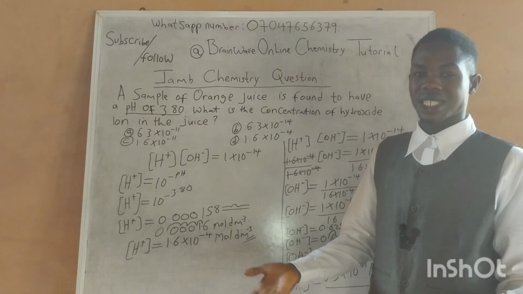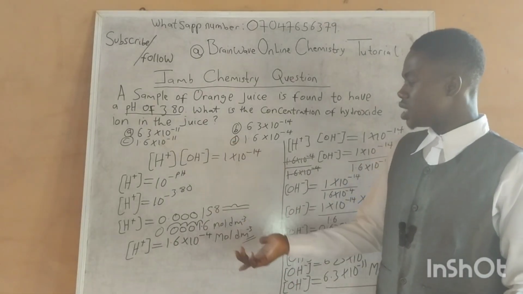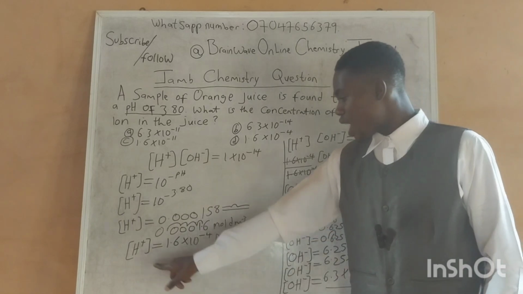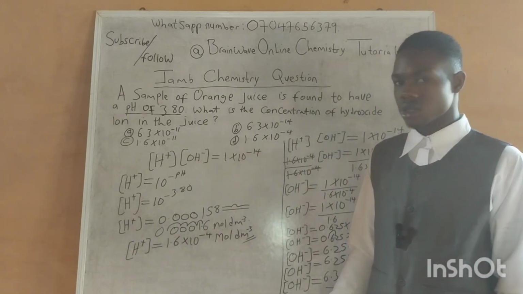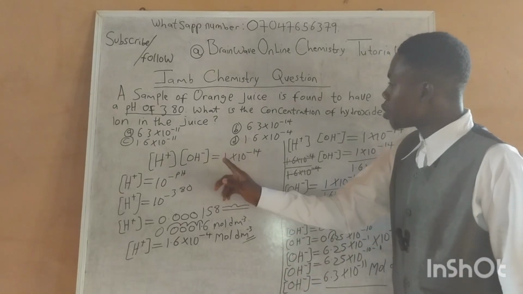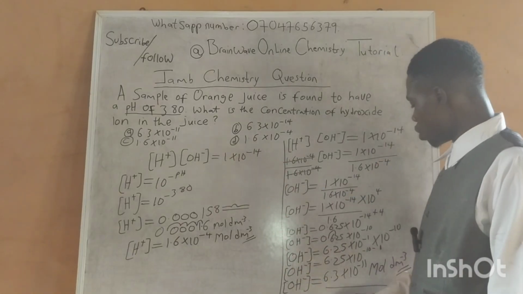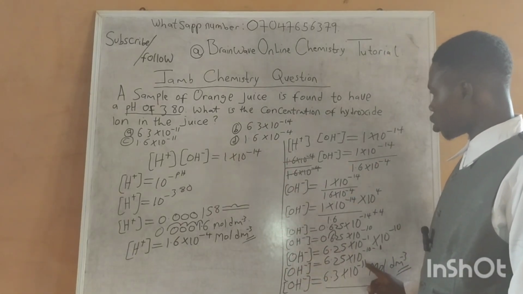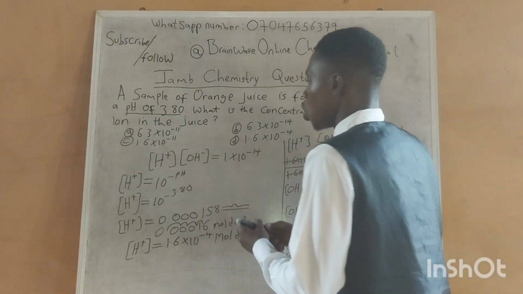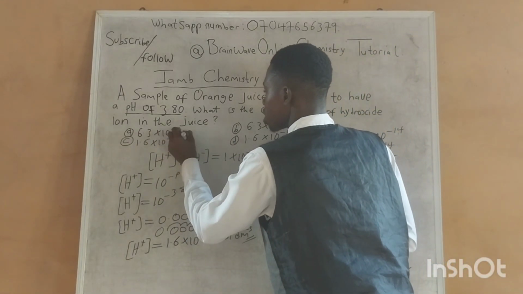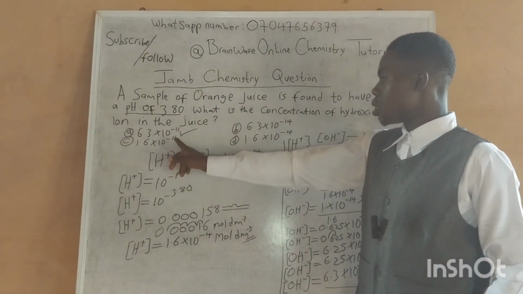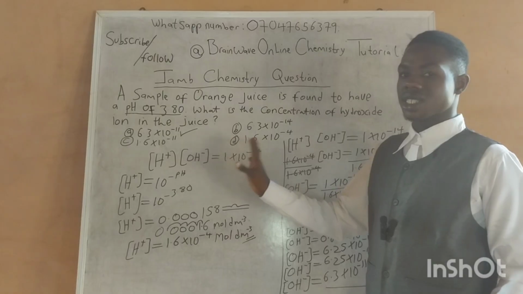you have just failed the question. Because we know how to find the hydrogen ion. Assuming we were asked to find the hydrogen ion, we would just stop here. But now we are asked to find the hydroxide ion, so we look for it. It was 6.3 times 10 to minus 11. Option A is 6.3 times 10 to minus 11. Option A is the answer, which was 6.3 times 10 to minus 11. So this is the answer.